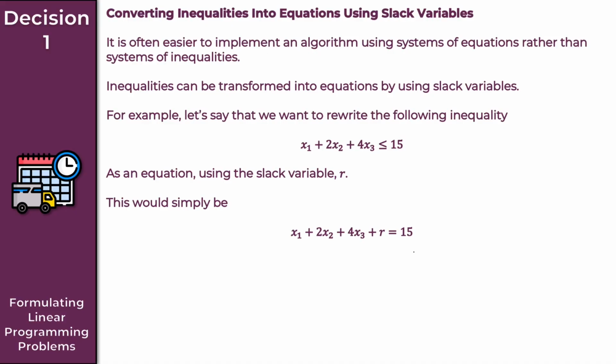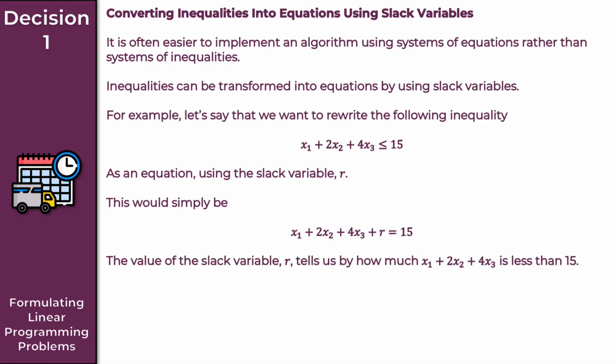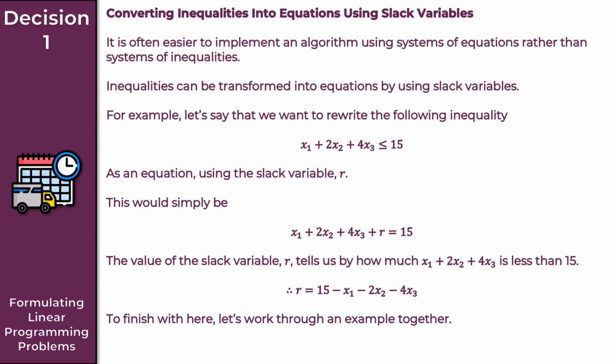Okay, like you can see, pretty straightforward. Now the value of the slack variable r tells us by how much x1 plus 2x2 plus 4x3 is less than 15. So therefore r is equal to 15 minus x1 minus 2x2 minus 4x3. So as you can see, the whole concept of going from inequalities to equations by using slack variables is pretty straightforward. To finish with, let's just work through an example together.